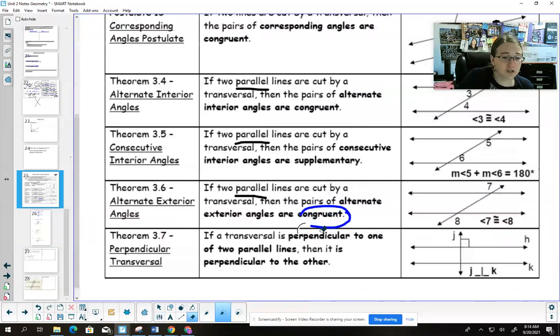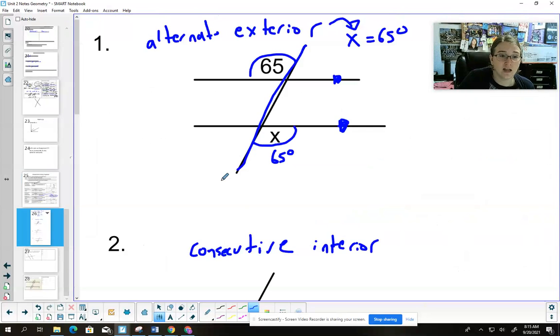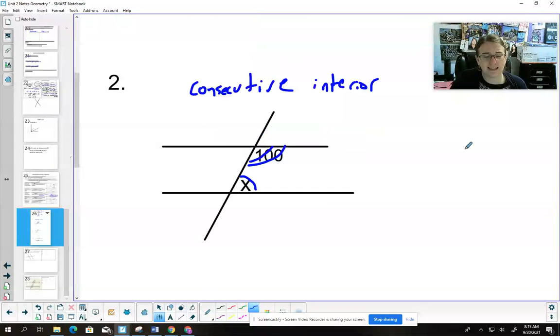So let's look to our notes. What does it say is special about consecutive interior angles? They are supplementary, which means they add up to 180 degrees. Again, it's not just that they're going to be equal. You guys like that one because it's easy. These two add up to 180 degrees. So if this is 100 degrees, I need to know what's left over to add up to 180. What does X have to be?